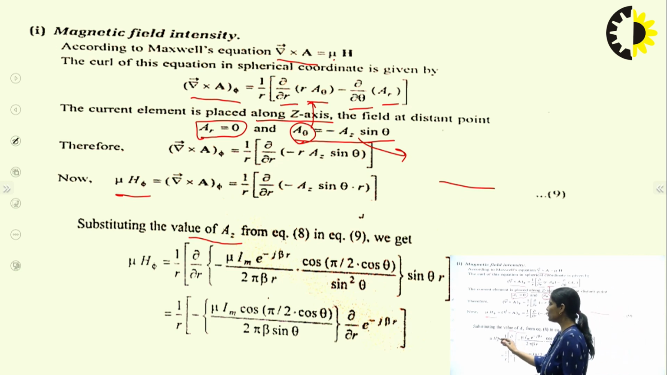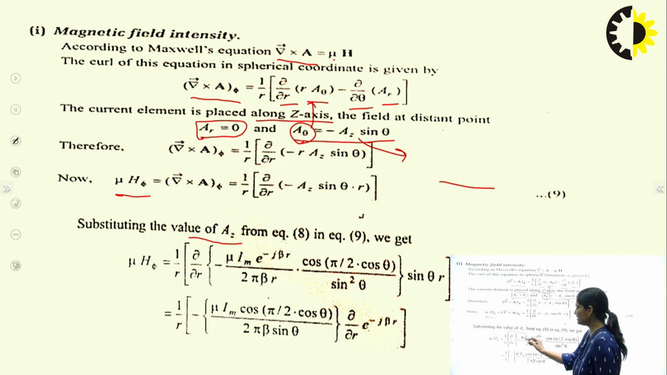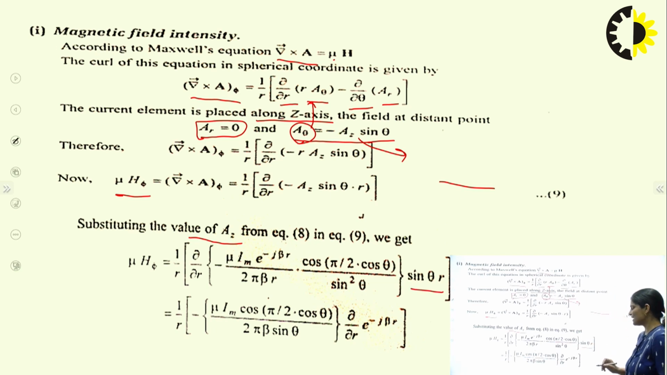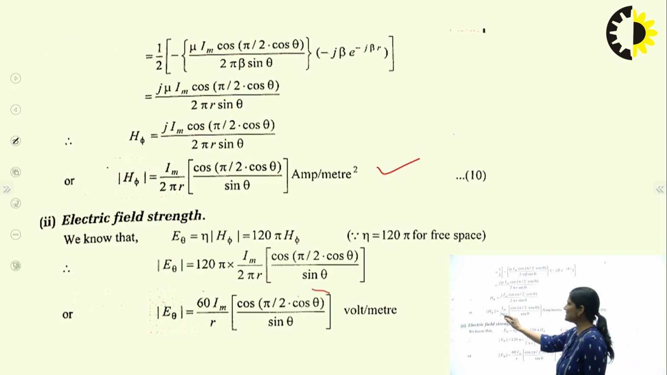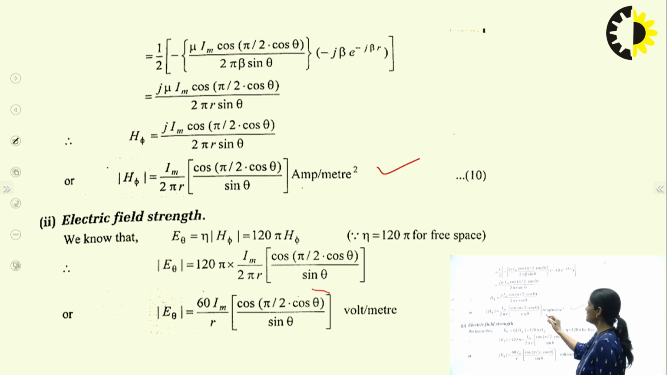So here mu H phi is equal to 1 upon r, in bracket del upon del r, bracket start, next bracket start, minus mu Im e to the power minus j beta r cos pi by 2 cos theta upon 2 pi beta r sin square theta, bracket close. Now after this bracket you have sin theta times r. When you differentiate it and put all these values, you will get this result. So your result is H phi is equal to Im upon 2 pi r, in bracket cos pi by 2 cos theta upon sin theta, in units of ampere per meter. So this is your magnetic field.